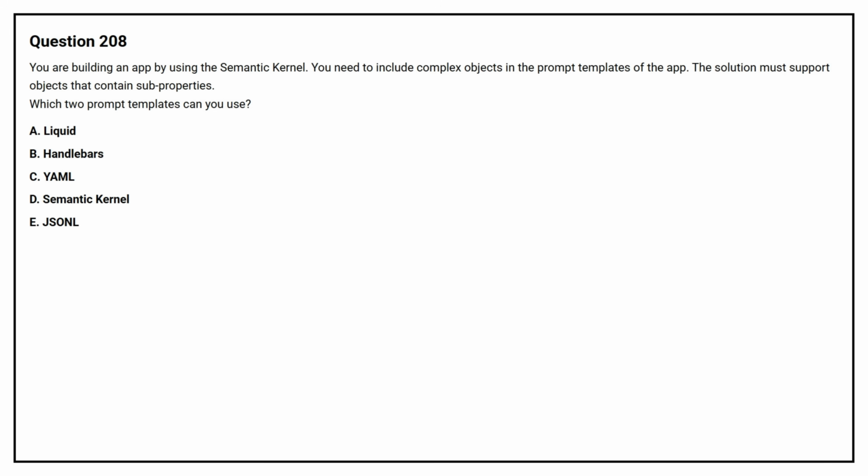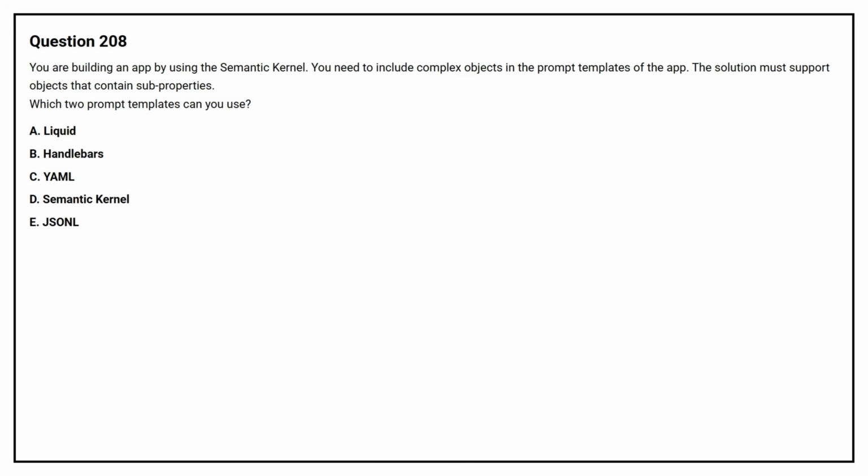Question number 208. You are building an app by using the Semantic Kernel. You need to include complex objects in the prompt templates of the app. The solution must support objects that contain sub-properties. Which two prompt templates can you use?